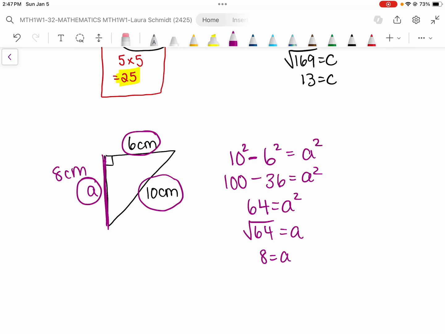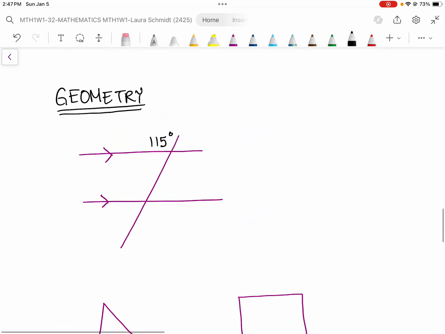So that's the Pythagorean theorem. We also talked about a number of geometry concepts. One of them is parallel lines.